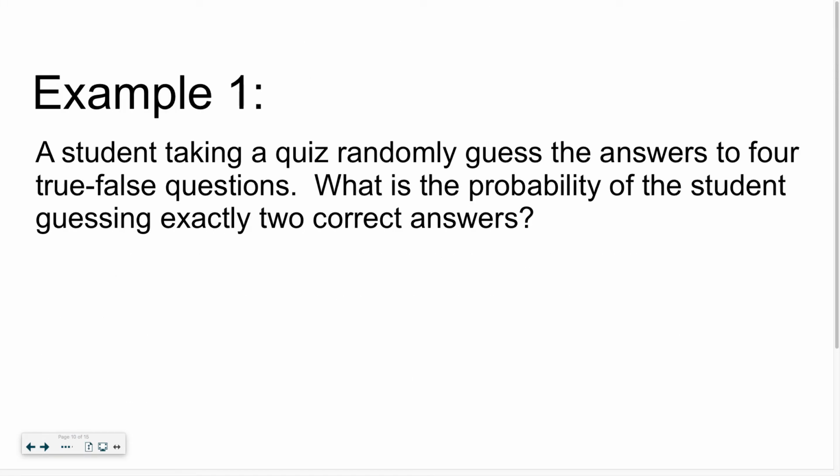Let's talk about example 1. This is a good one, and I'm not too worried if we don't get through it. We're not getting through all the examples, but I'm not too worried about it because basic probability is your homework tonight. You just need to read the problems and try them so we can talk about it tomorrow. But this one's a good one. A student taking a quiz randomly guesses the answers to 4 true-false questions. Been there. What is the probability of the student guessing exactly 2 correct answers?